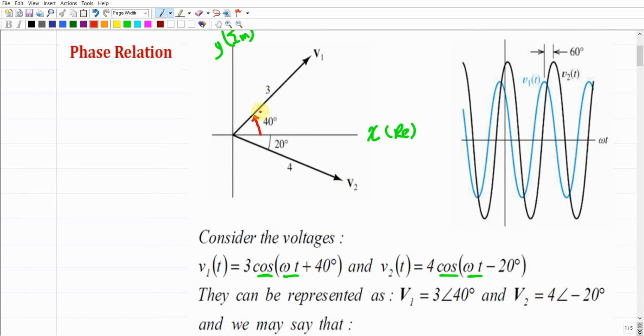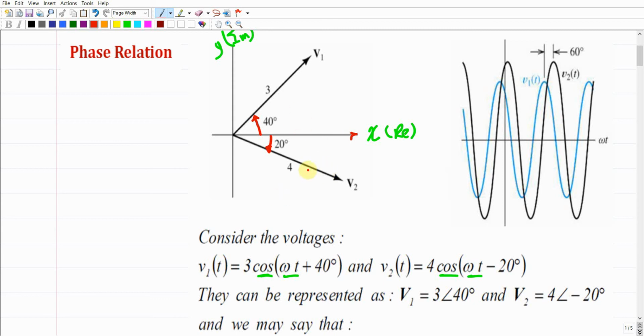The length of this line is just 3, but this length is just 4. And the angle should be negative 20. It means that you're just going to rotate in the clockwise direction. So if the angle is negative, we rotate clockwise, starting from the positive x-axis. This is our main reference.